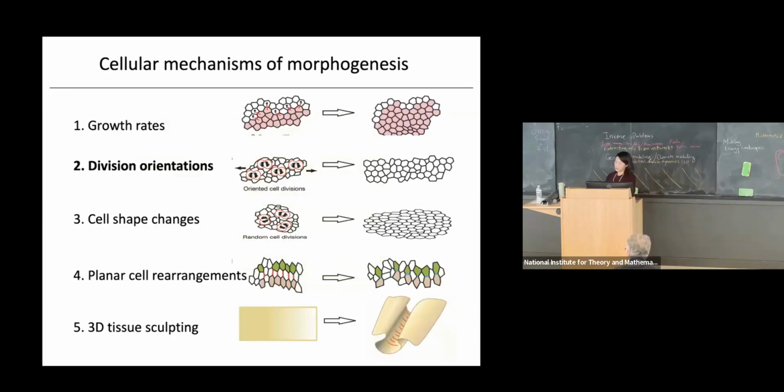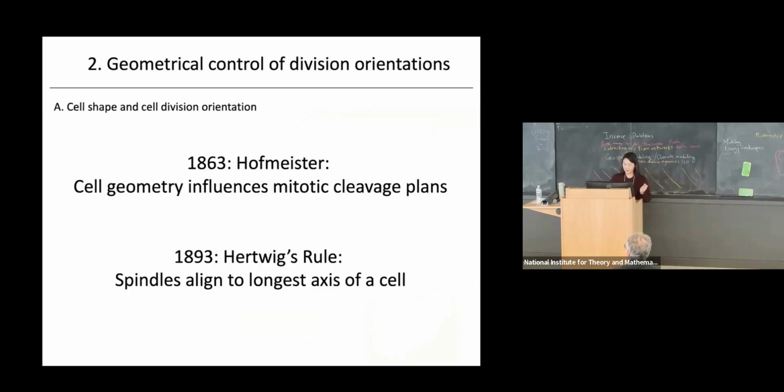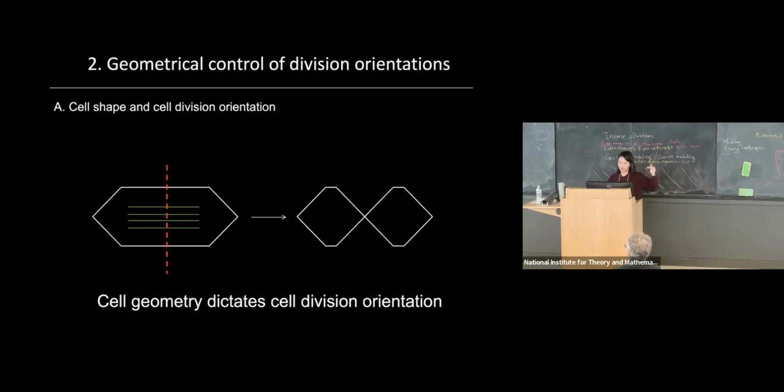So another thing is cell division orientation. For now, I've assumed cells are dividing randomly, but of course, if you divide randomly, probability will ensure that you'll turn into a sphere, but most of us are not spherical. So how do we change that? In fact, there have been observations for almost 150 years: people have known that it's really the geometry of the mother cell that pretty much dictates how the cell will divide.